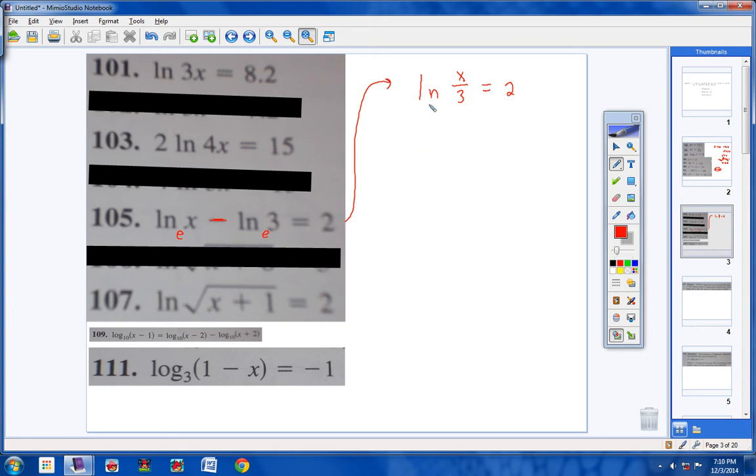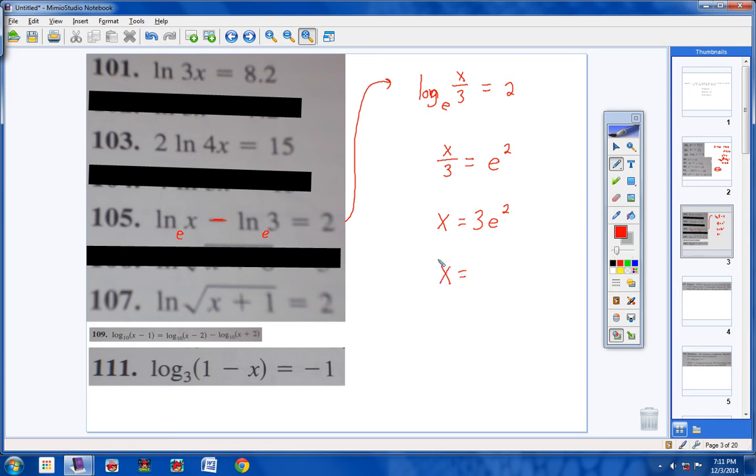Now, after I've done that, next I want to write this logarithmic equation exponentially, okay? So really, natural log is the same thing as log base e, okay? So exponentially would look like this. x over 3 equals e squared. Now, in order to get x by itself, we're going to multiply both sides by 3. So multiply the left side by 3, we're left with x. Multiply the right side by 3, and we're left with this.